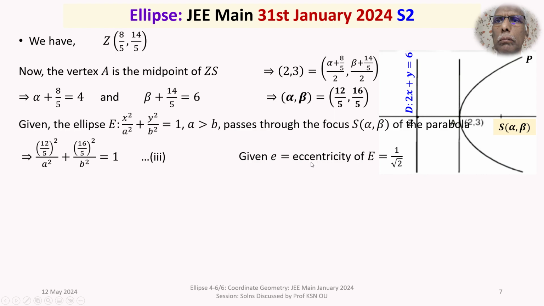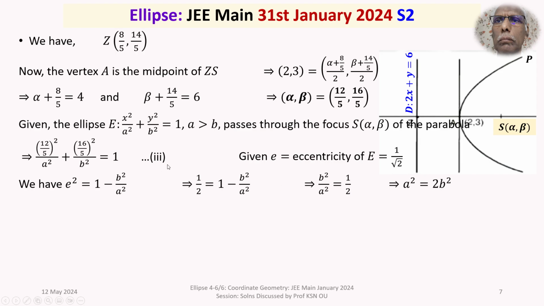Given the eccentricity of this ellipse is 1 by root 2, we have the formula for eccentricity: e square is equal to 1 minus b square by a square. So e is given to be 1 by root 2, e square is 1 by 2 is equal to 1 minus b square by a square. From this, we get b square by a square is equal to 1 by 2, and a square will be 2b square.